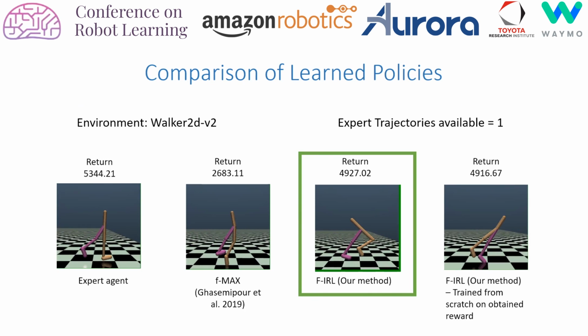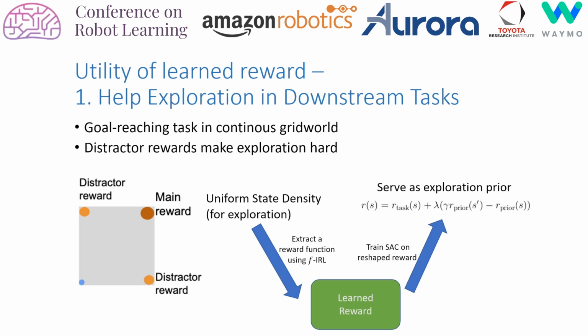Besides learning policies from state marginal matching, f-IRL also learns rewards. Here we show 2 typical examples of their utilities. The first example is to help exploration in downstream tasks. Suppose we have a continuous 2D grid reward for a goal reaching task. The agent starts from the bottom left corner and is expected to reach the goal at the top right corner with the highest task reward.